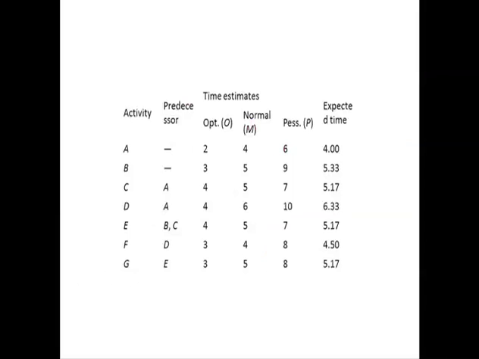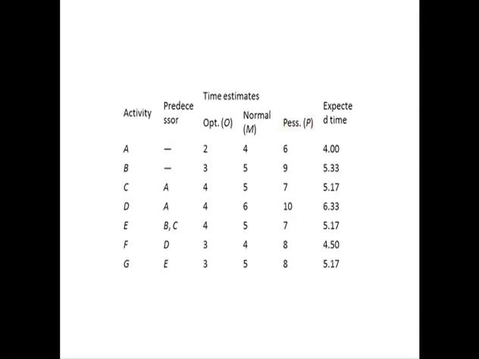In the following example, there are 7 tasks labeled A through G. Some tasks can be done concurrently, A and B, while others cannot be done until their predecessor task is complete. For example, C cannot begin until A is complete. Additionally, each task has 3 time estimates. The optimistic time estimate, O, the most likely or normal time estimate, M, and the pessimistic time estimate, P.